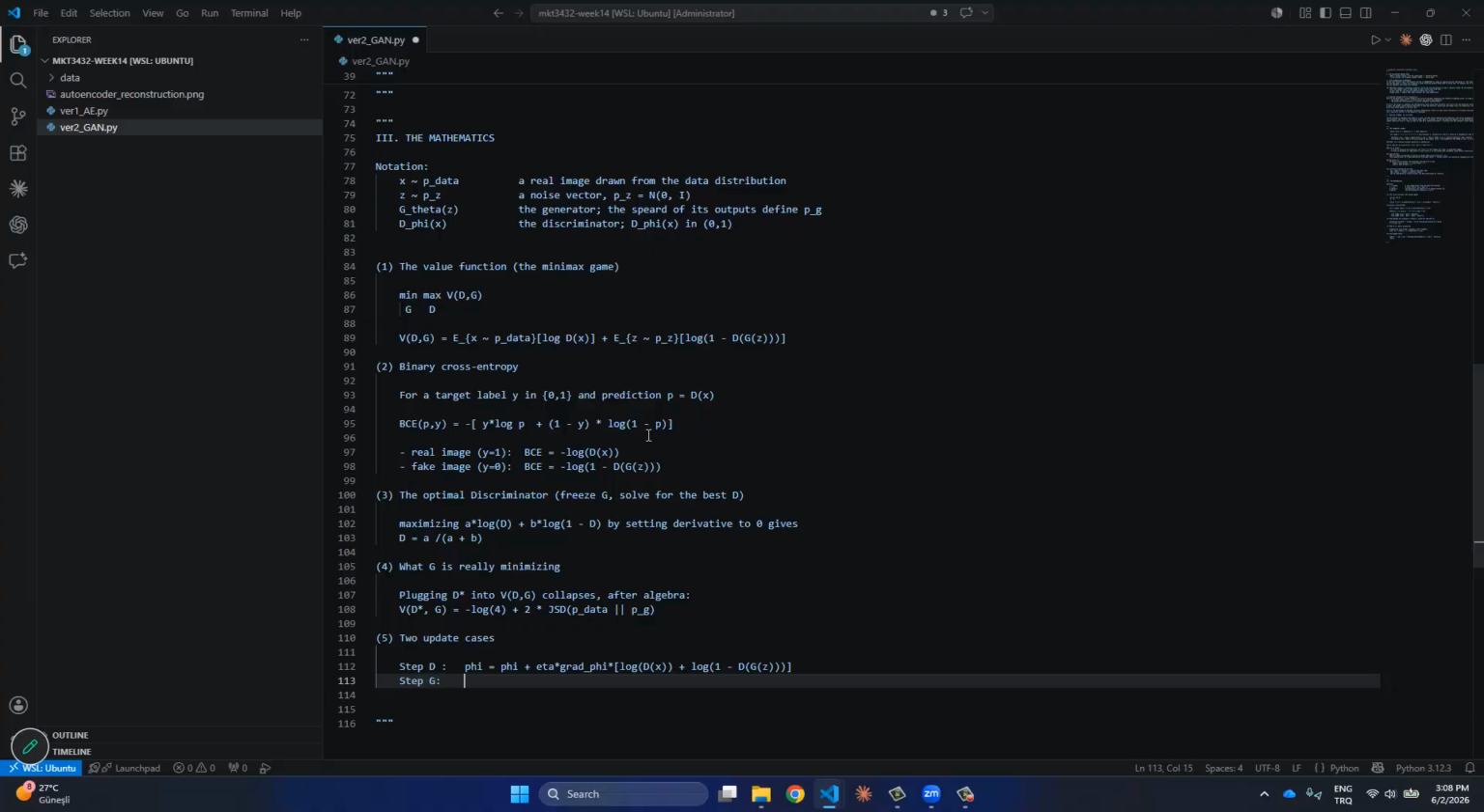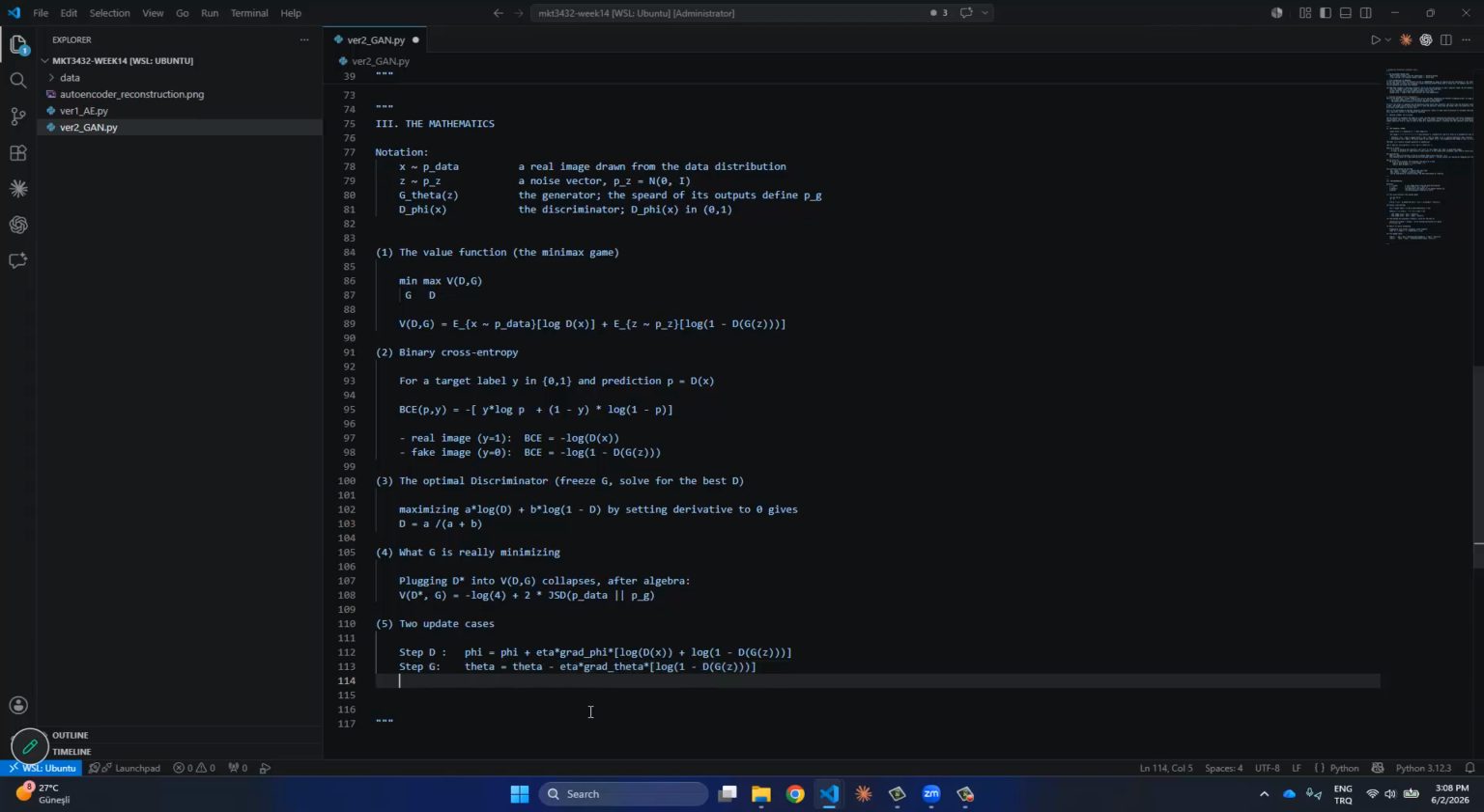What about the generator? The generator has theta equal to theta minus eta times grad theta of log(1 minus D(G(z))). Why is it minus? Because it is minimizing. Why is it plus for the discriminator? Because it is maximizing. This is our update rule.